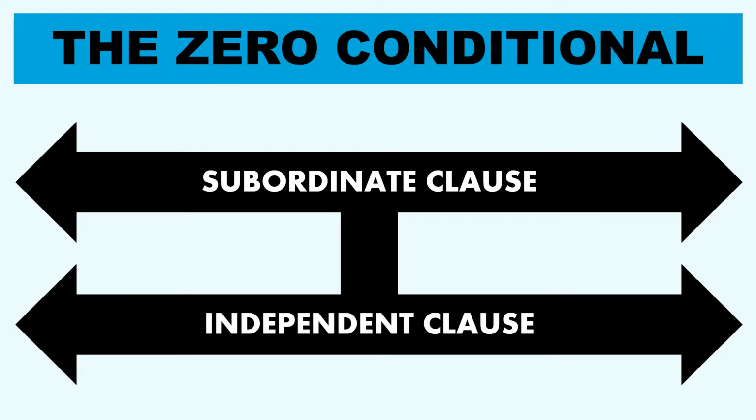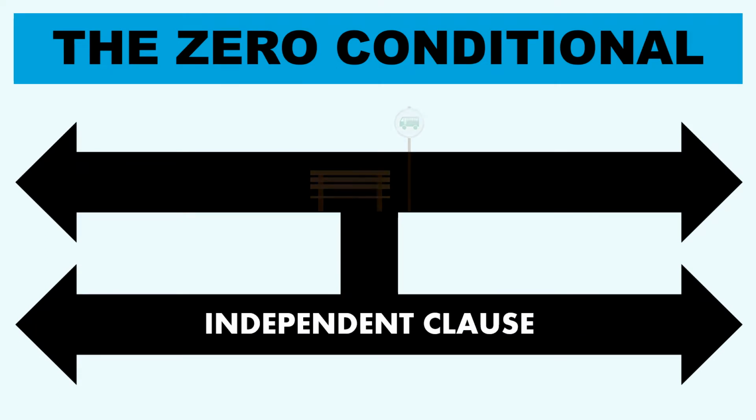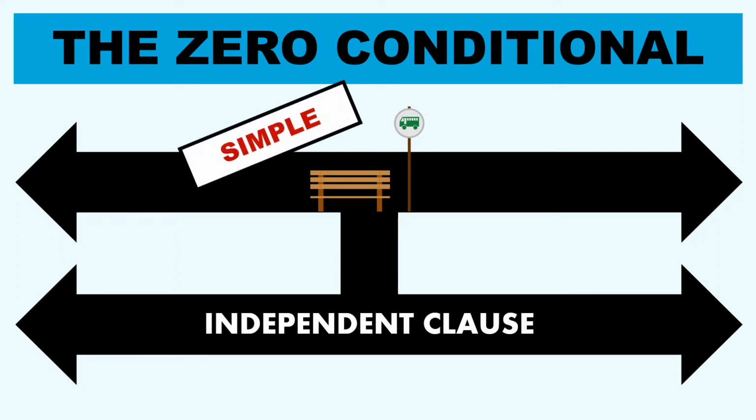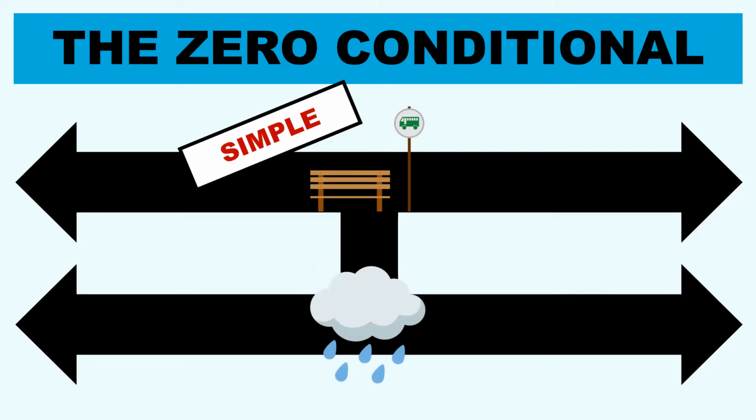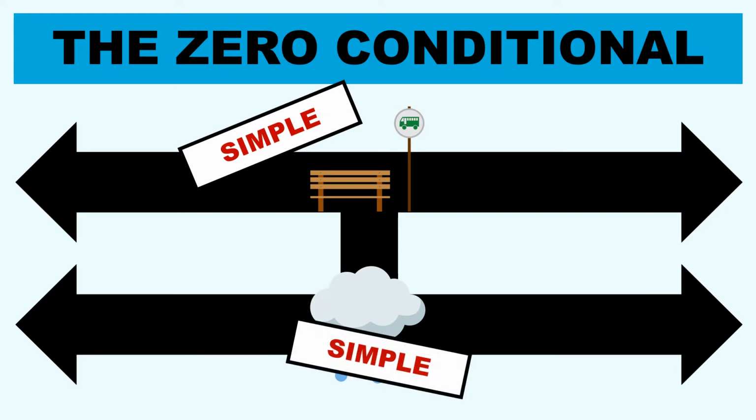Let's take a look at this on our timeline. The subordinate clause involves us sitting at the bus stop when the bus is late. As a result of that, which is framed in the simple tense, we are going to get stuck in the rain. We're going to get stuck, and that also is in the simple present tense.